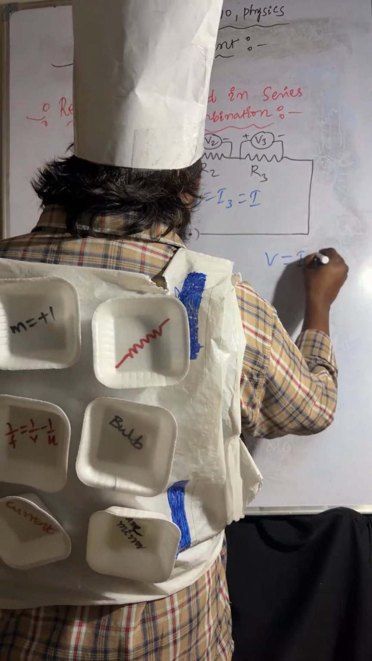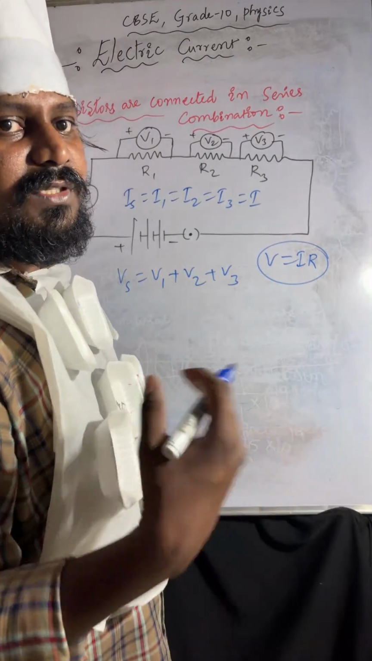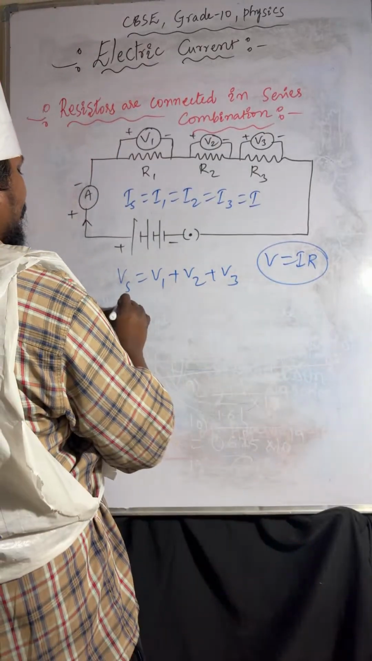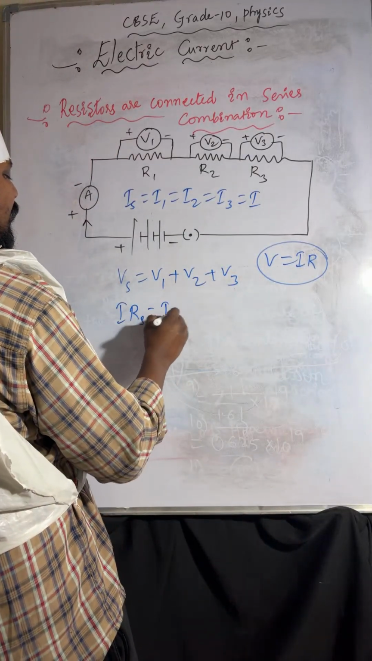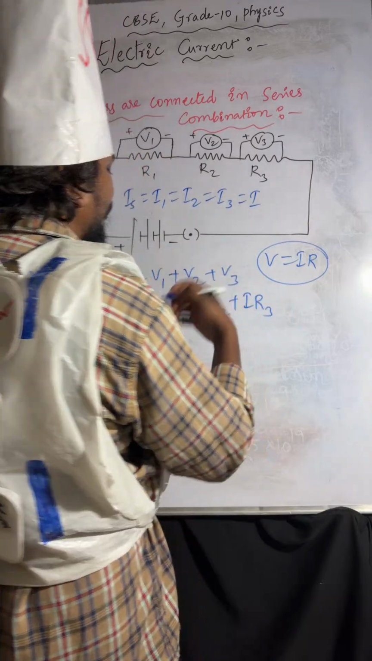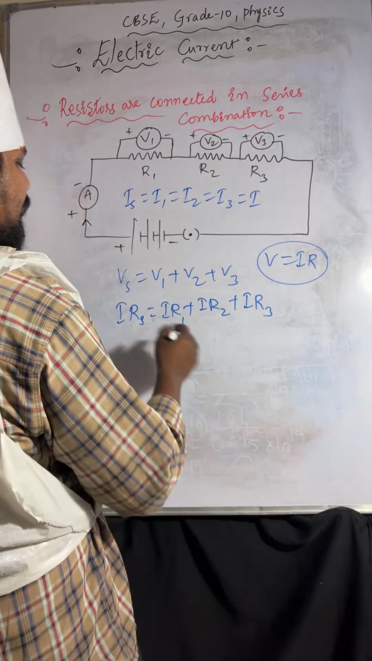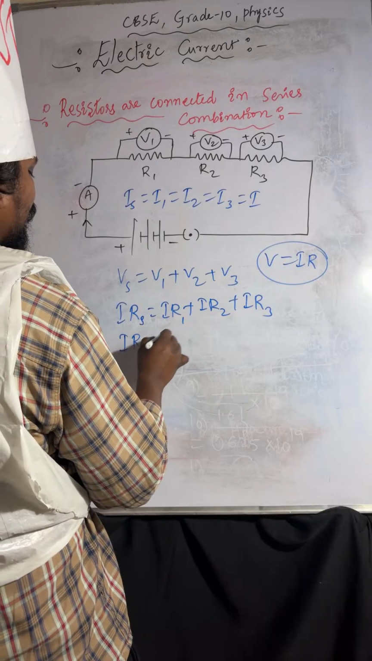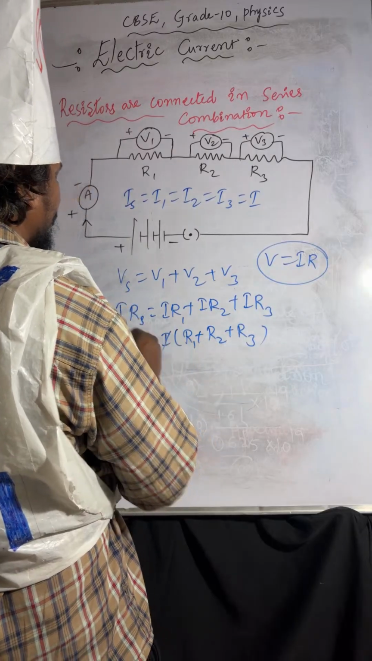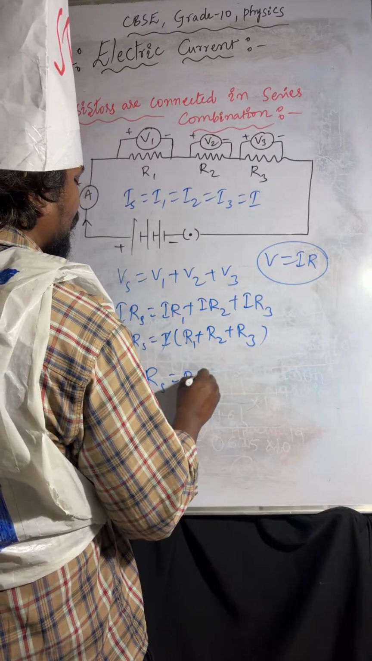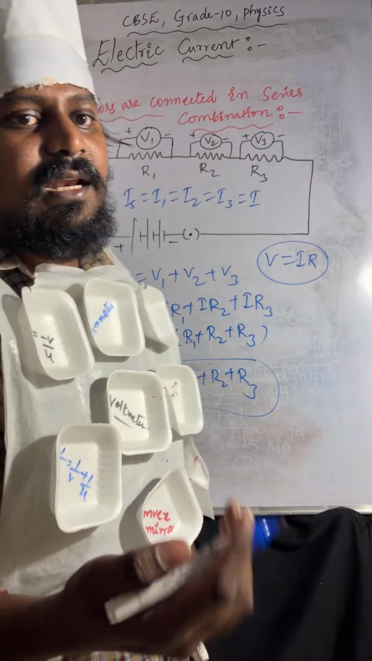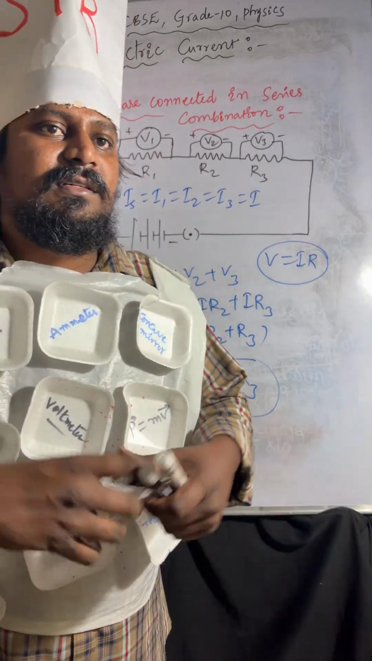From Ohm's law, V equal to IR. Then we can take I Rs equal to I R1 plus I R2 plus I R3. I am taking I common and cancelling it. So Rs equal to R1 plus R2 plus R3. So this is about resistors connected in series combination.